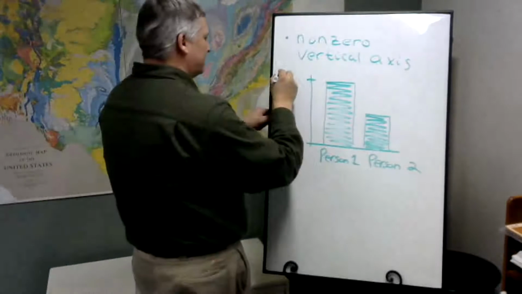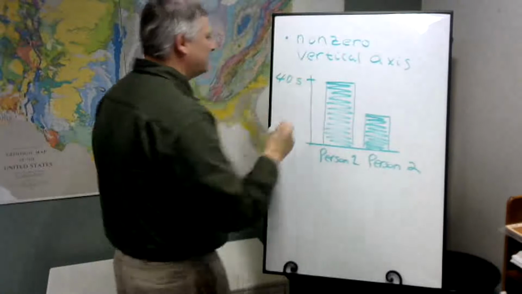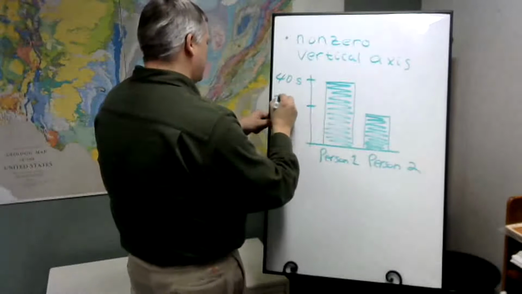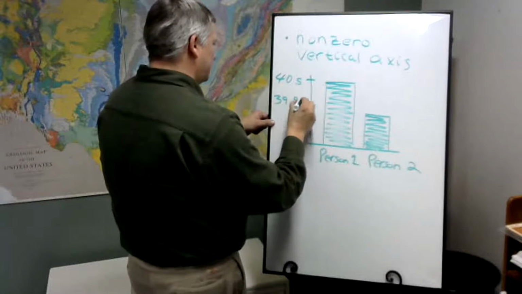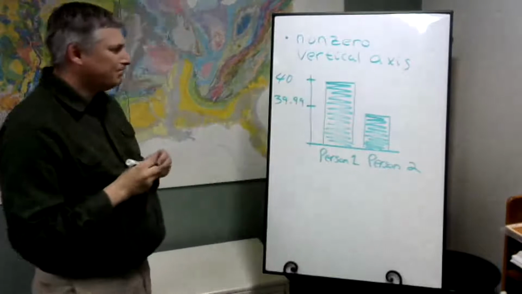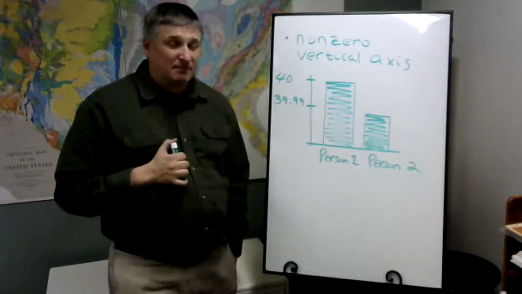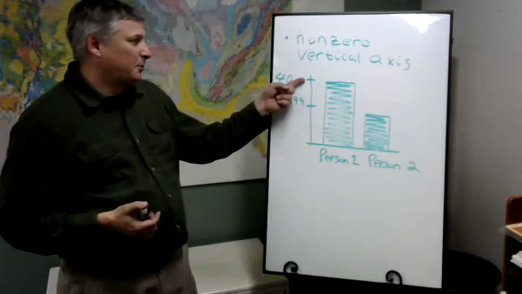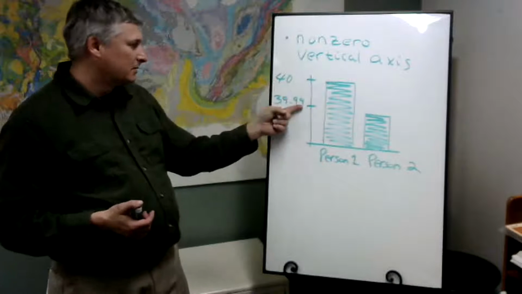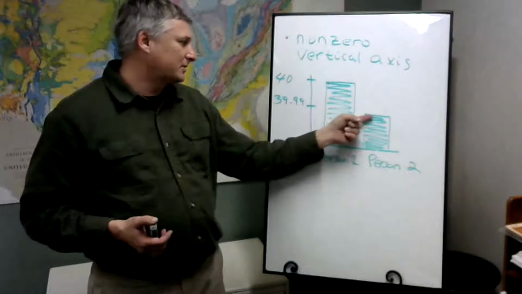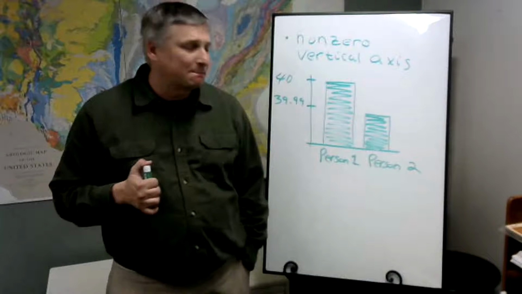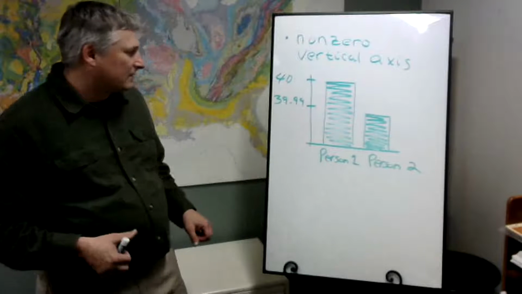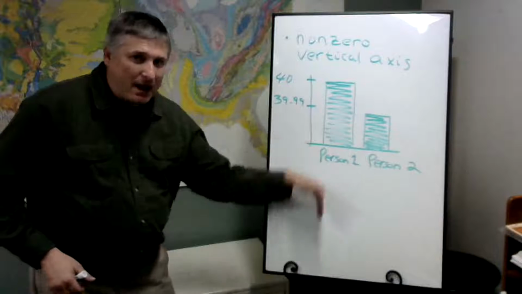Person one had a time of 40 seconds exactly, and person two had a time of 39.99 seconds. So their bar gets to 39.99 on this graph. But you kind of see the problem here. Zero is way down here.